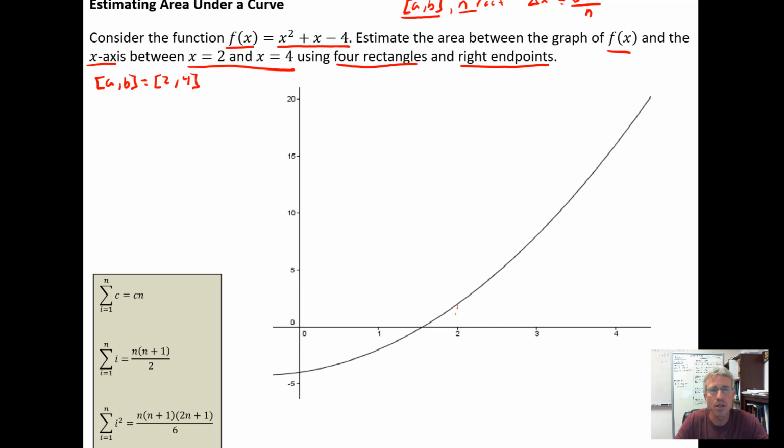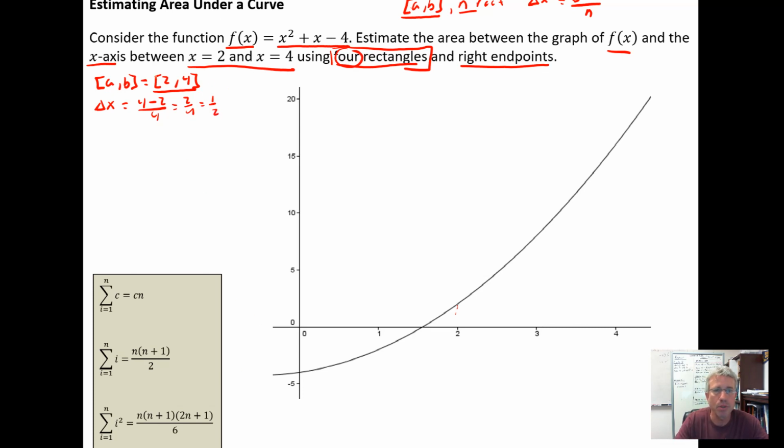So the first thing is to determine the width of the 4 rectangles that we're going to be using to estimate that area. So the width, delta x, is just going to be equal to the length of the line segment between 4 and 2. So that's the distance 4 minus 2, and then we divide by the number of rectangles. There's going to be 4 rectangles, so 4 minus 2 over 4 is 2/4, which reduces to 1/2. So that's step number 1.